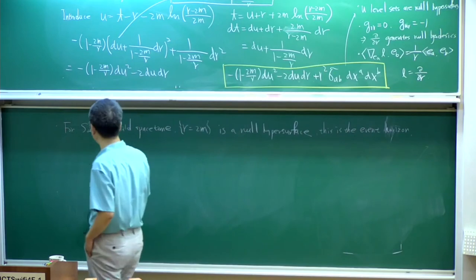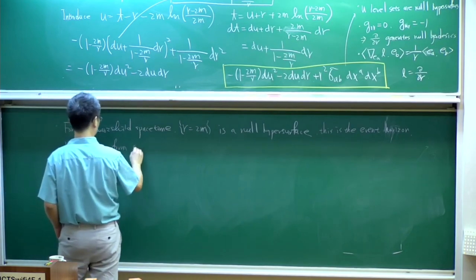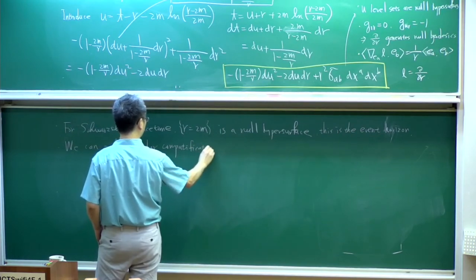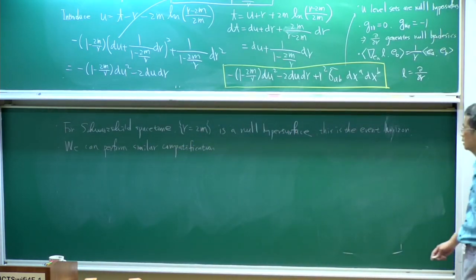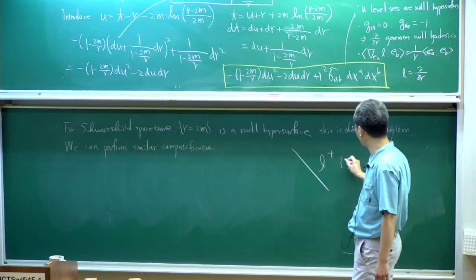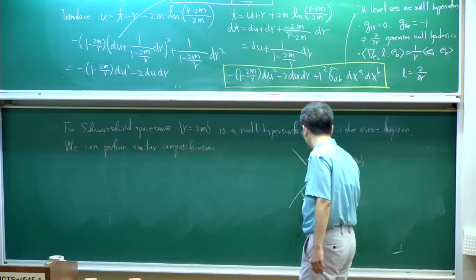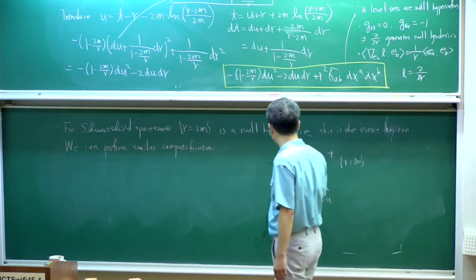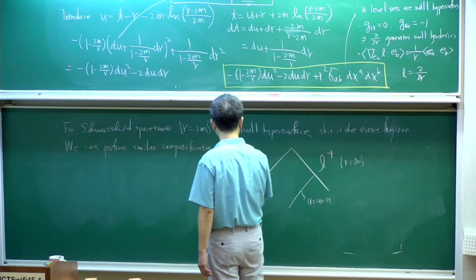So we can perform a similar compactification, and the picture is different from the Minkowski case. Again you have your scri plus here, and you recall this corresponds to r equal to infinity. This is your future null infinity. These are u equal to constant. But somehow you have another special hypersurface here, and this corresponds to r equal to 2m. And this is the event horizon.